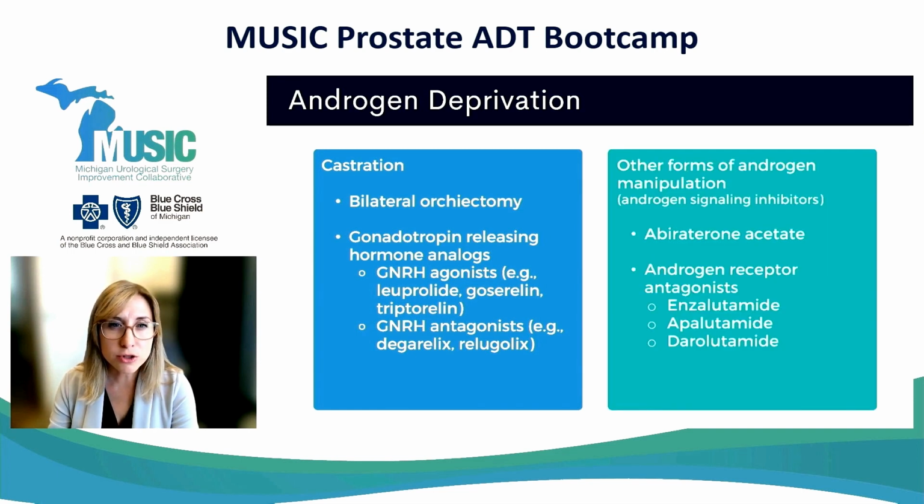Other forms of androgen manipulation that have been used more frequently lately, and these are usually in addition to castration, are androgen signaling inhibitors. They come in the form of abiraterone, as well as androgen receptor antagonists, such as enzalutamide, apalutamide, and darolutamide.